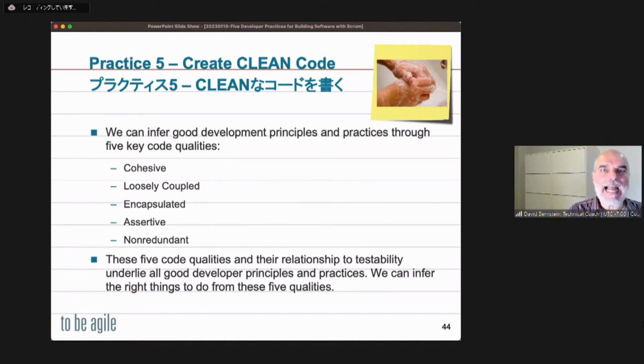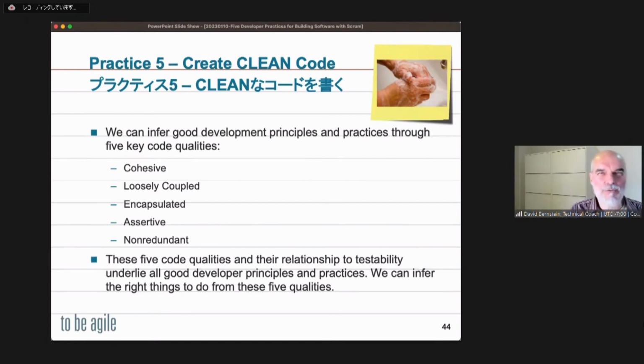Clean to me is an acronym. It stands for 5 key code qualities: cohesive, loosely coupled, encapsulated, assertive, and non-redundant. If we take the first letter of each of those words, it spells the word clean. And this is my reminder to focus on quality code.